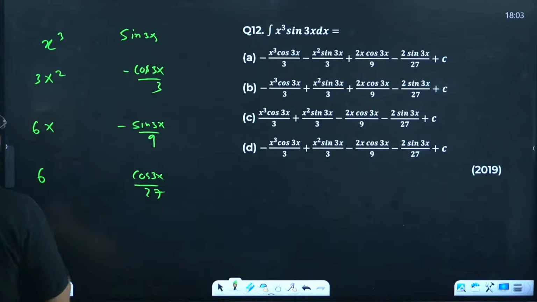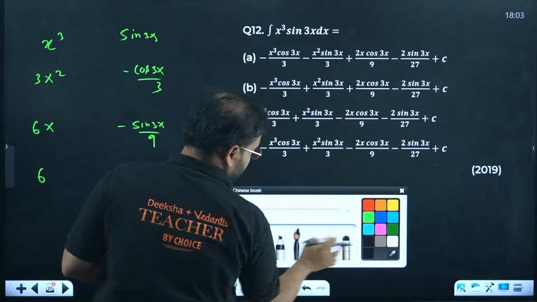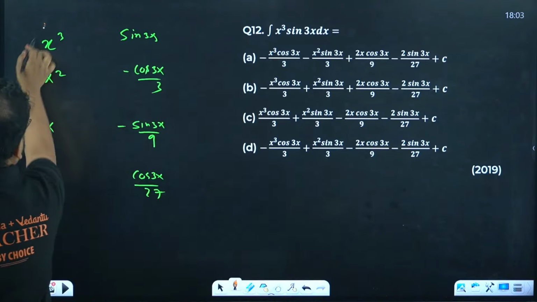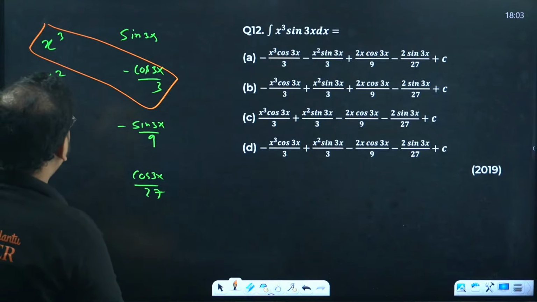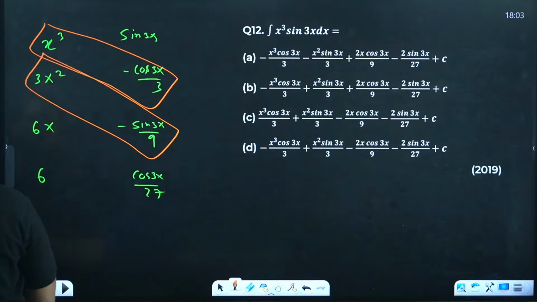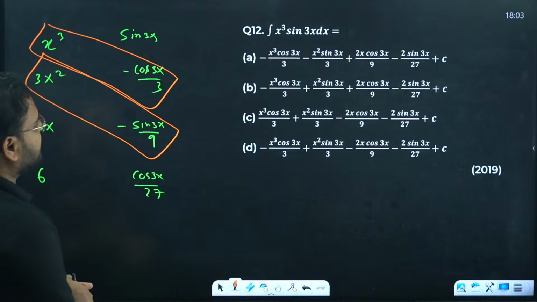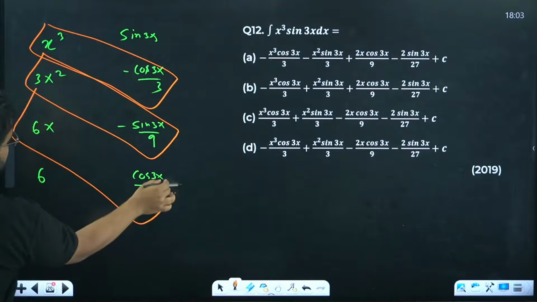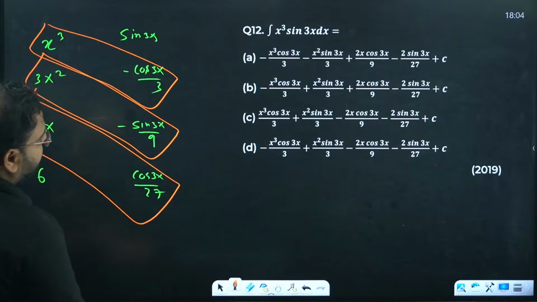Club it together, please. First term, minus x cube cos 3x. Second term, x square sin 3x by 3. Both are negative, by the way. Next one, 2 cos 3x by 9, positive, by the way.